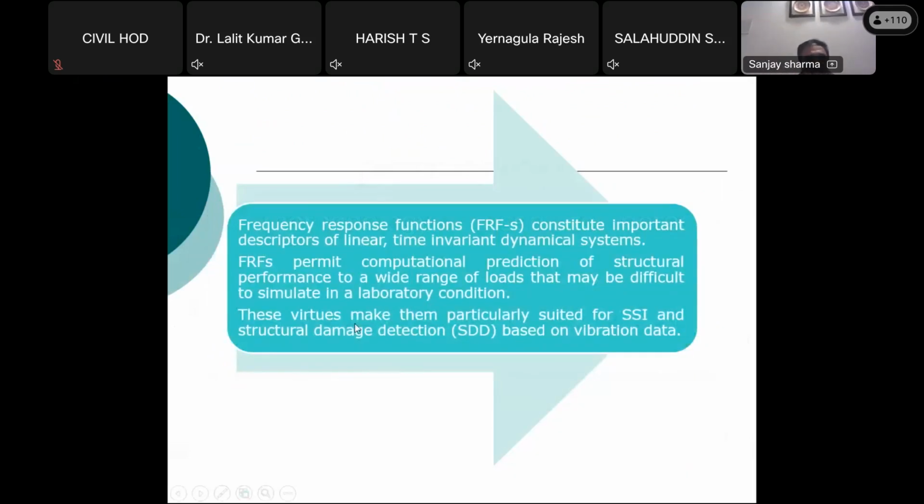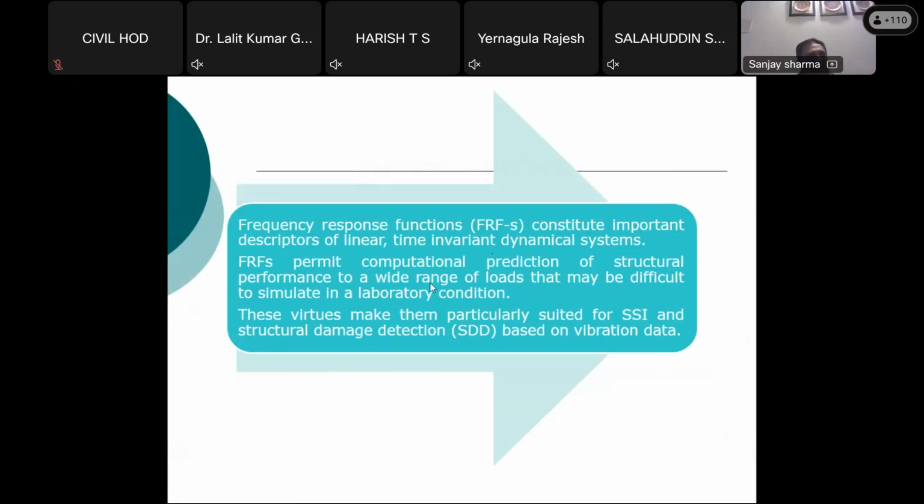So you have to see that the frequency response functions constitute important descriptors of the time invariant dynamical systems, and basically those will help us to carry out the prediction of the performance of that particular element, under that particular load which is there on the building, and which may otherwise cause damage to the structure. So yes, in lab conditions you will be able to carry this out, because many times when we are carrying out any sort of stress strain measurement, etc., with time, in real time.